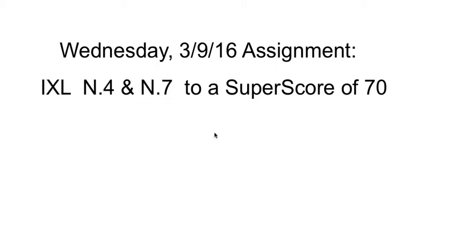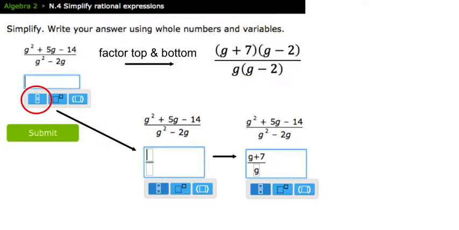Your assignment on Wednesday, March 9th, is to do IXL skills N4 and N7 to a super score of 70, as usual. I just wanted to talk to you for a second about N4 because entering those values can be a little bit tricky. So when I went into N4, here's a problem I got.